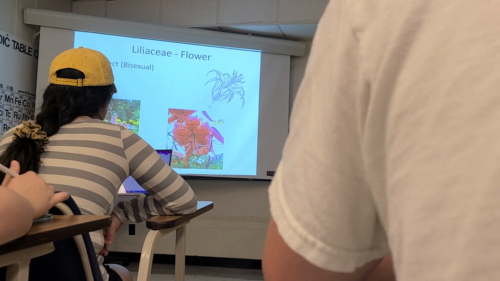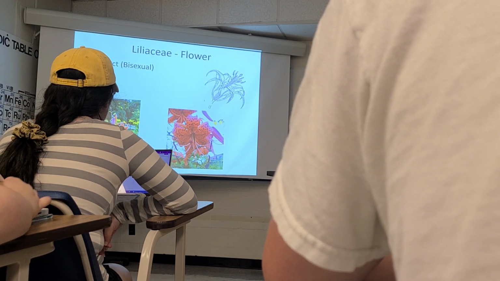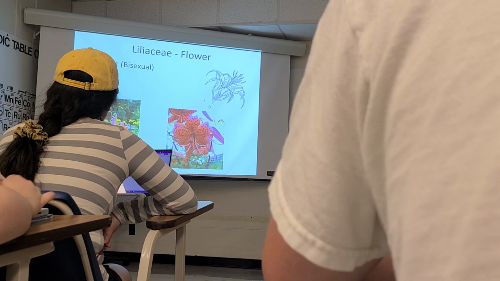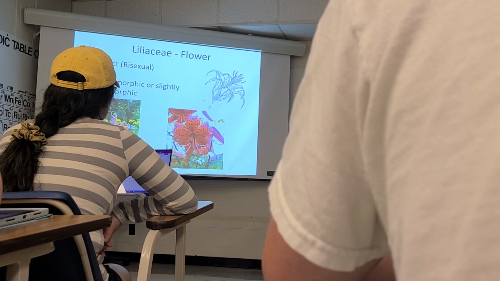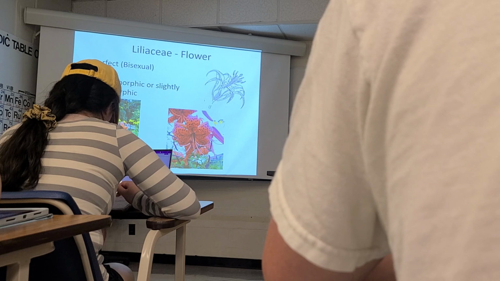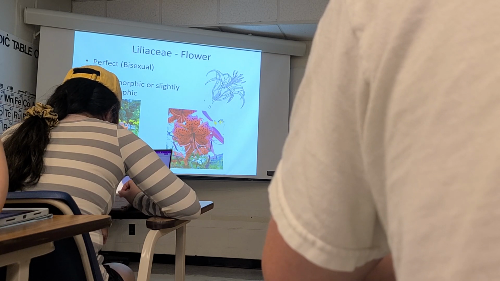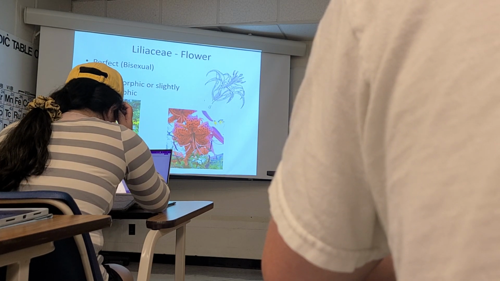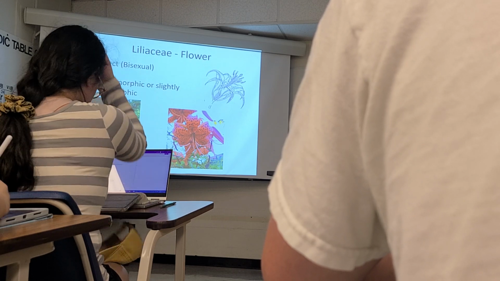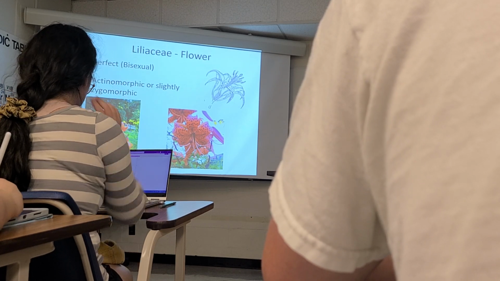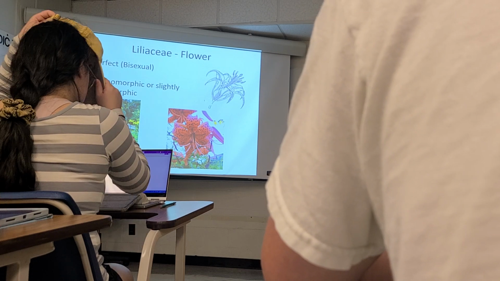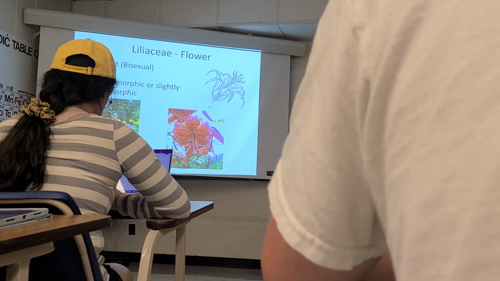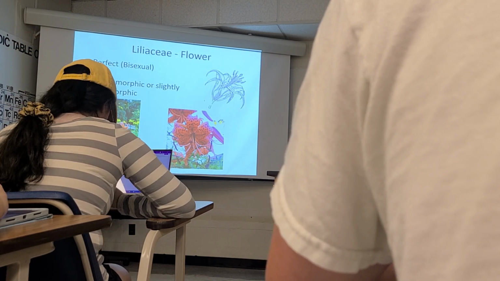Then we have our flowers, which are bisexual or perfect. And symmetry, generally speaking, they're going to be actinomorphic. But there are a few species that have these weird flowers where one of the petals is slightly smaller than the rest, and the back of the flower will be kind of curved backward, and it gives it a slightly zygomorphic symmetry. But generally speaking, when you look at a lily, your first instinct is going to say actinomorphic, and most of them are that.